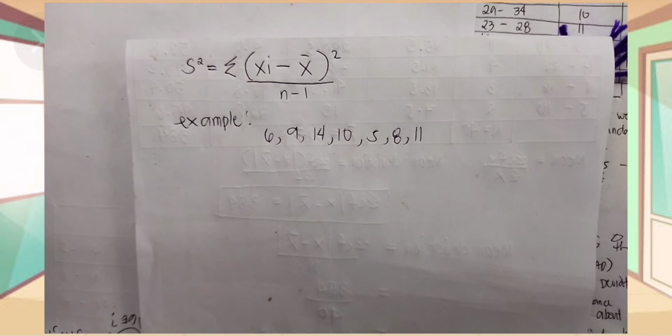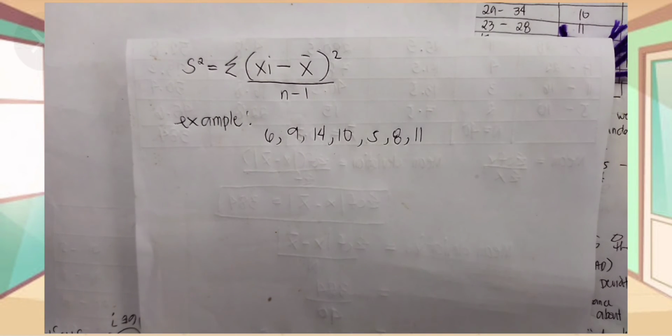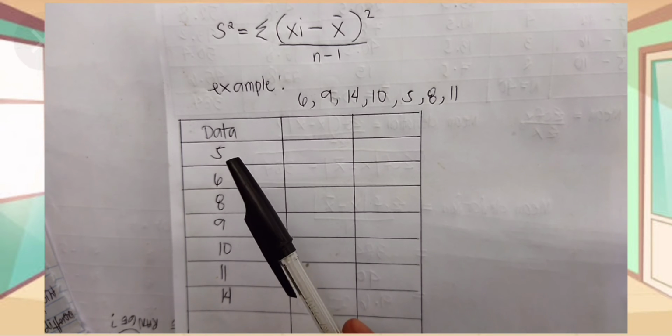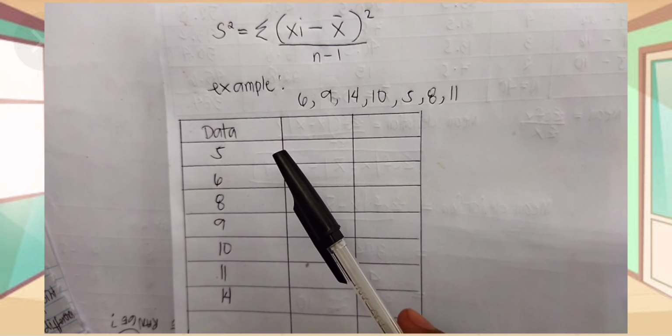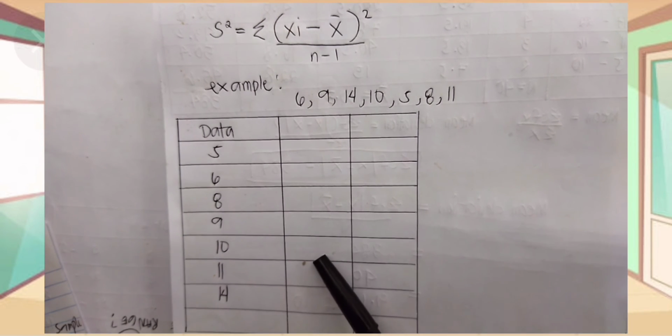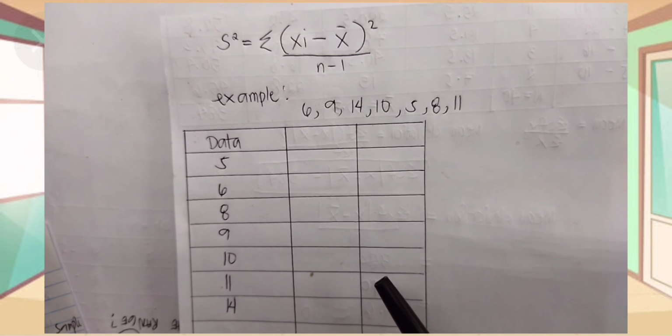So let us now do the example. Now let's calculate the variance given these numbers: 6, 9, 14, 10, 5, 8, and 11. So first, we're gonna list the data in a column. So I already put the list of all the data. Dapat mauna yung maliit papunta sa malaki na number. So in the next column, we're gonna put the difference between each data point and the sample mean, and then the squared difference between each data point and the sample mean.